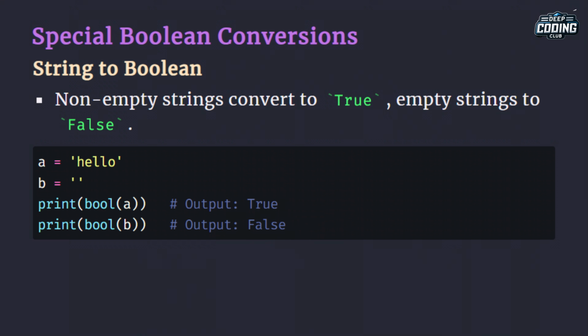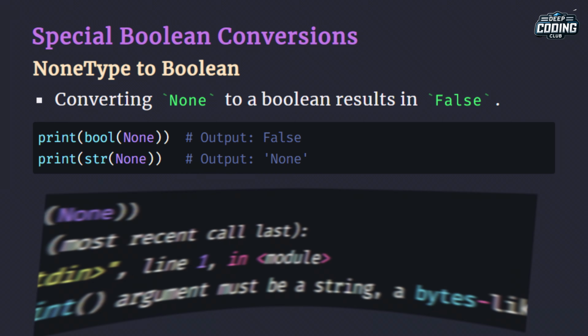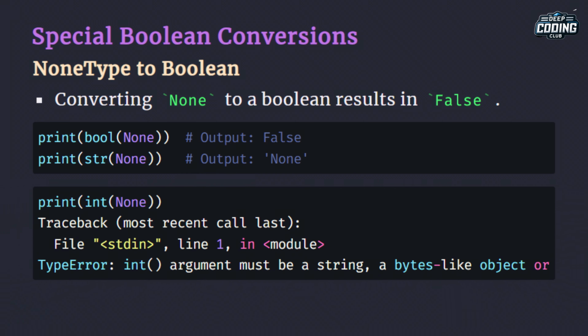And converting none to any type other than bool or string often results in an error. Bool and string, they both results in none, but while converting none to int, it results in an error, as you can see in the traceback, that it's a type error.